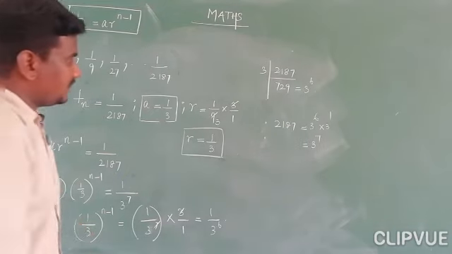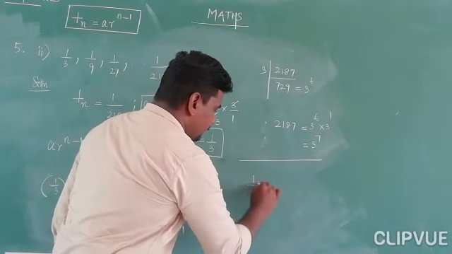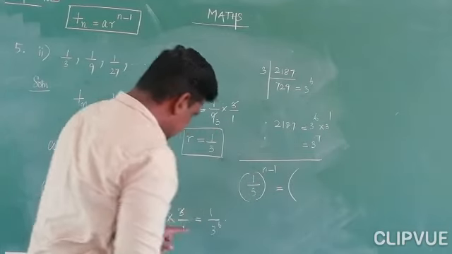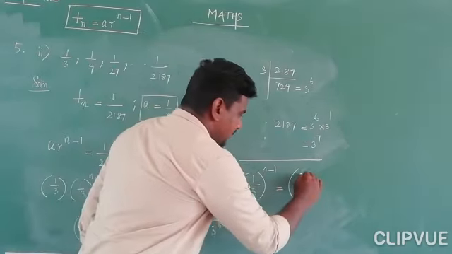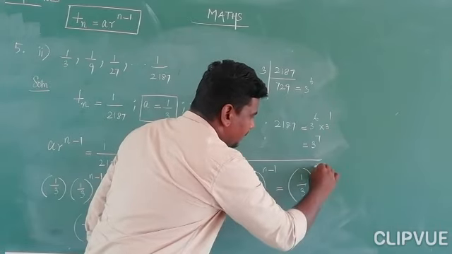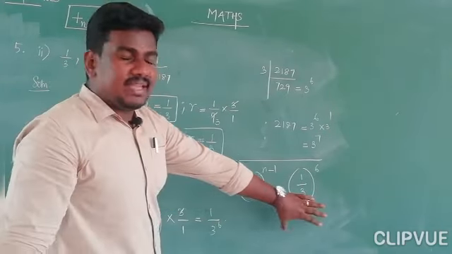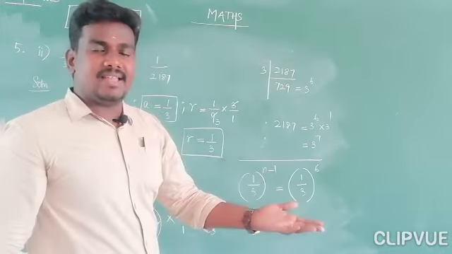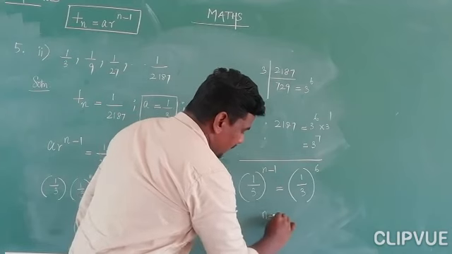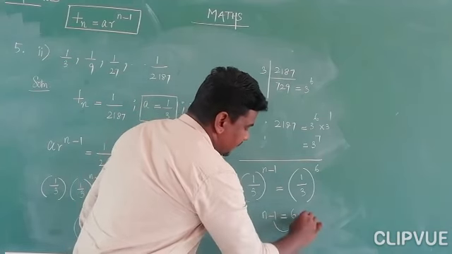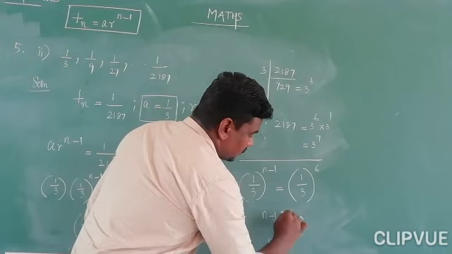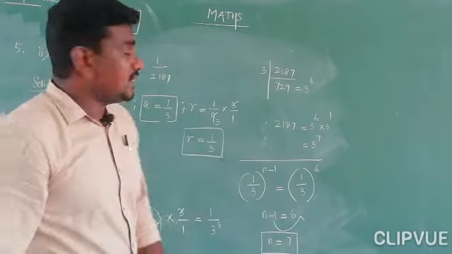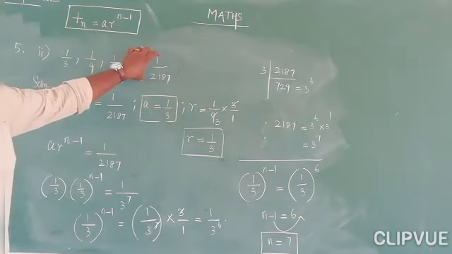On the left hand side we have 1 by 3 whole power n minus 1. On the right hand side, this 1 by 3 power 6 can be written as 1 by 3 whole power 6. Both sides we have the same base, so we can equate their powers. So n minus 1 is equal to 6. Taking it to the right hand side, n is equal to 6 plus 1, 7. So the GP contains 7 terms, and this is the 7th term of the GP.